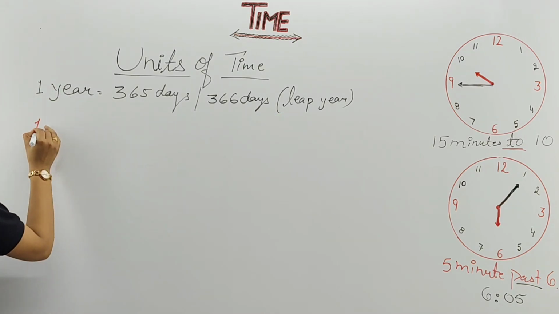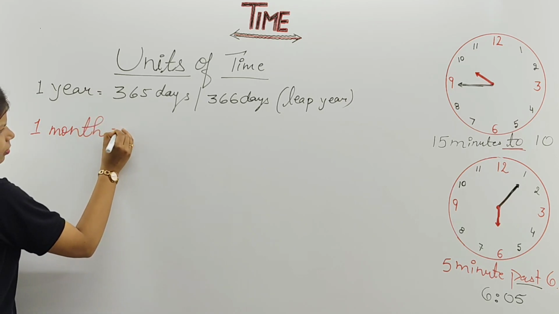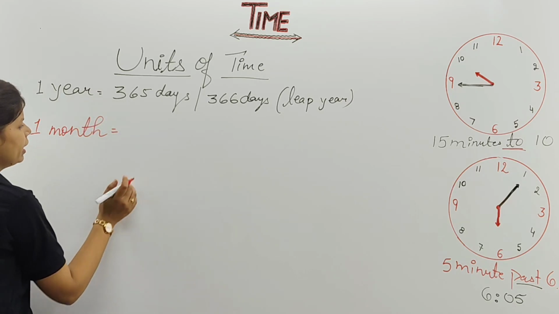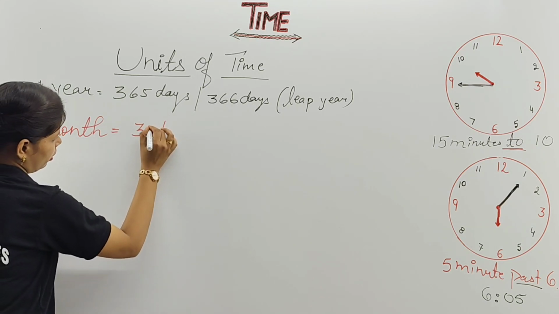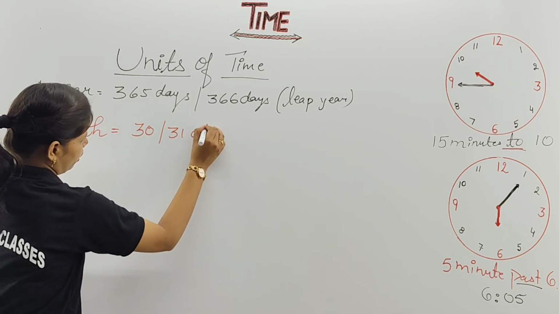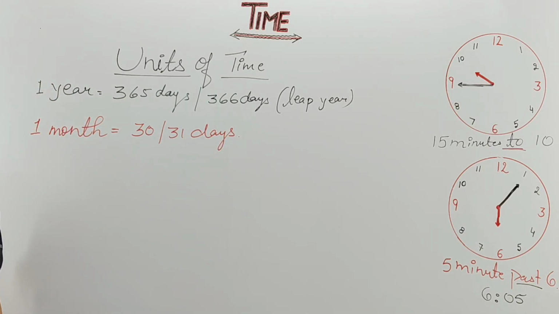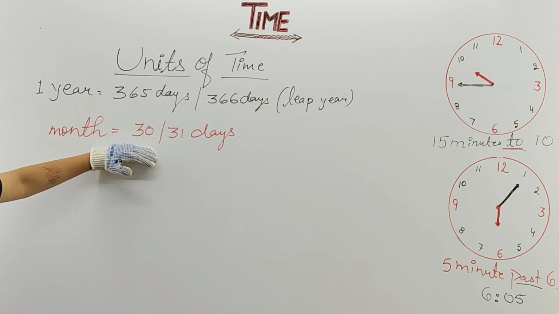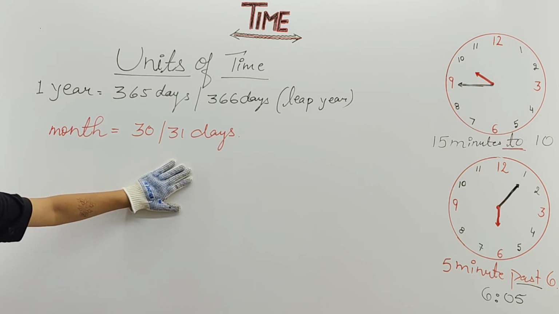Now 1 month equal to, sometimes we are having how many days? 30 or 31 days. Clear, no? Now sometimes months are of, like months having sometimes 30 days or sometimes they are having 31 days. Clear, no?